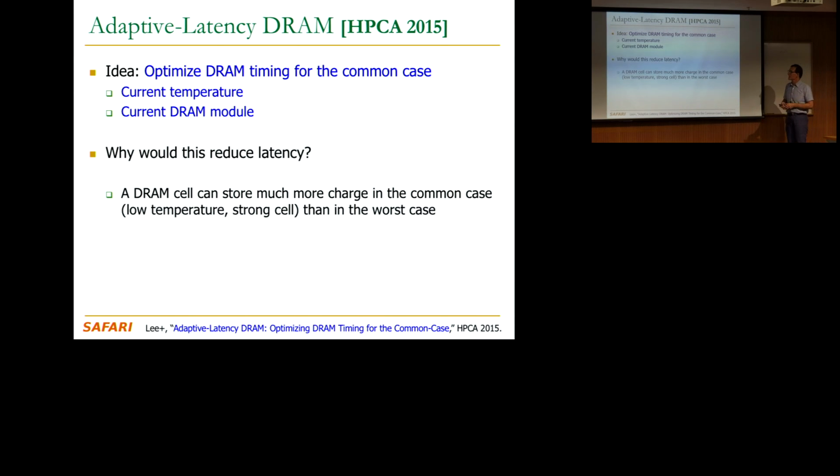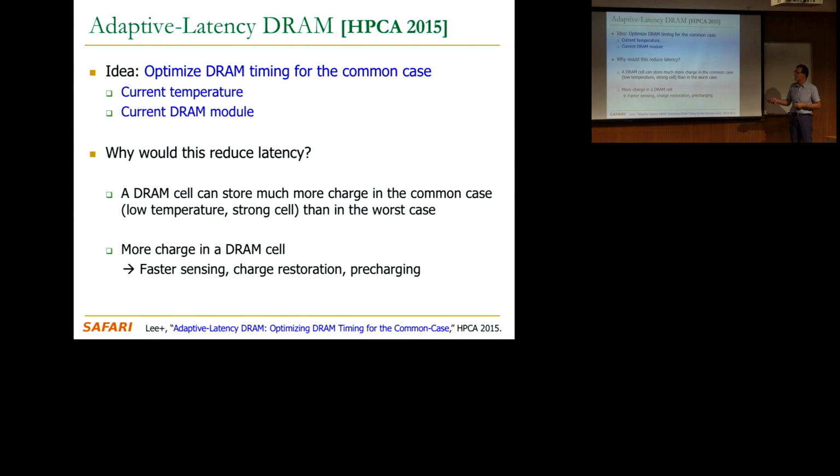So why would this reduce latency? Because, as I said, a DRAM cell can store much more charge in the common case, if you have a low temperature, strong cell, than in the worst case. And more charge in a DRAM cell leads to faster sensing, faster charge restoration, and faster pre-charging. Everything becomes faster. And as a result, faster access, clearly.